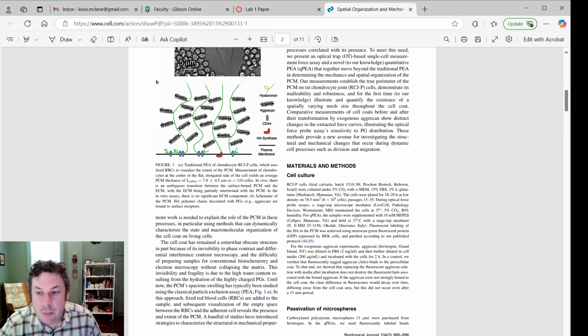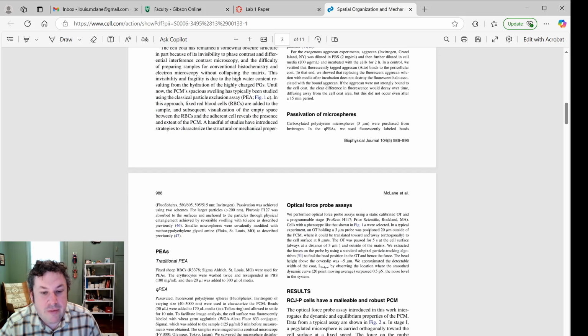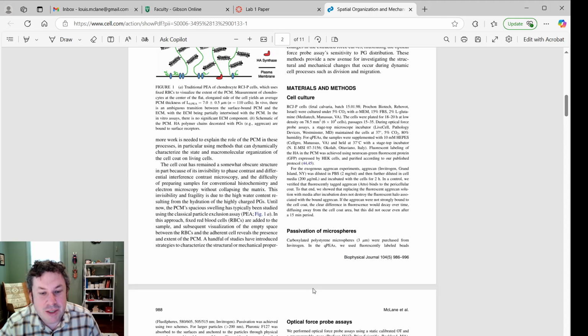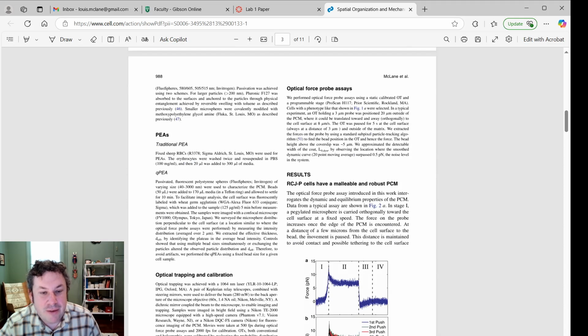It's actually broken up into multiple parts. You'll notice here I use subsections a couple of times. It may or may not be valuable for you guys. So cell culture, that's how we grew the cells. Passivation of microspheres is how we prepared the microspheres. It's like the biology section, and that's the chemistry section. And the rest of it's like the physics.